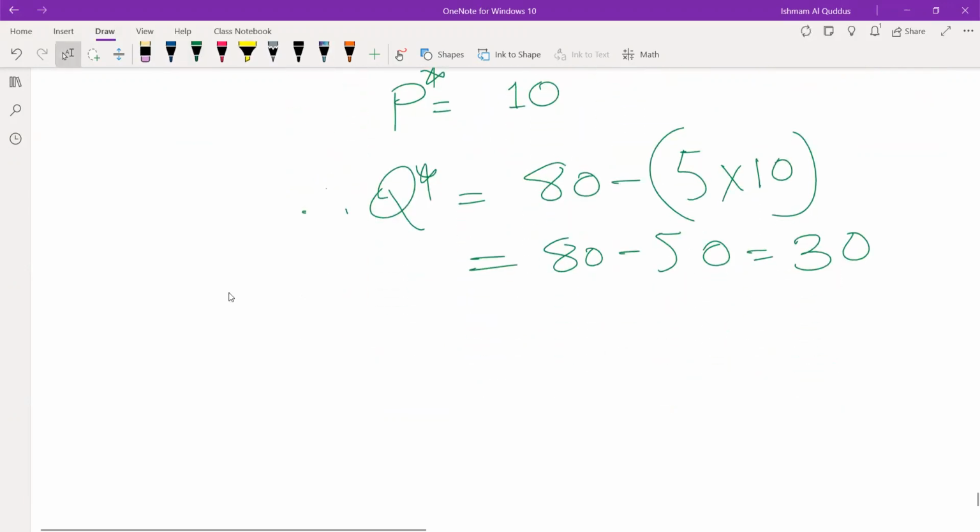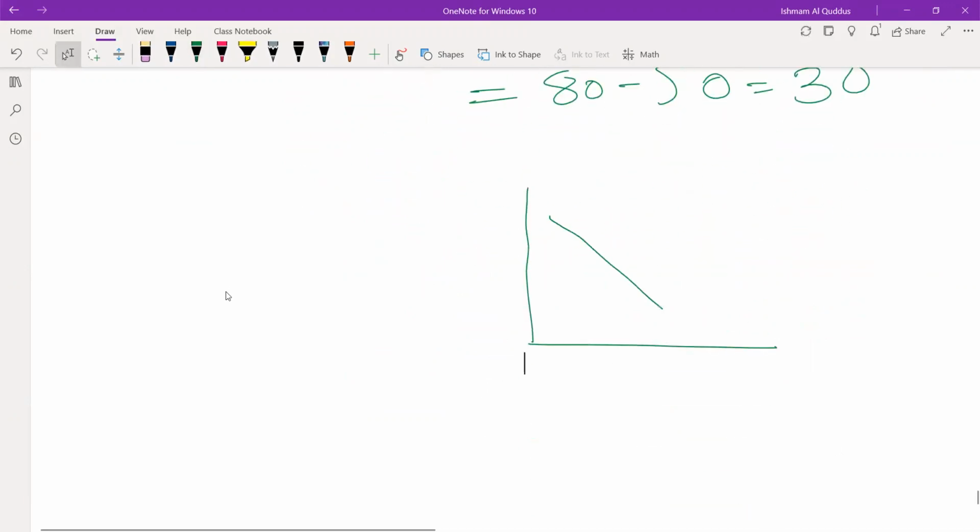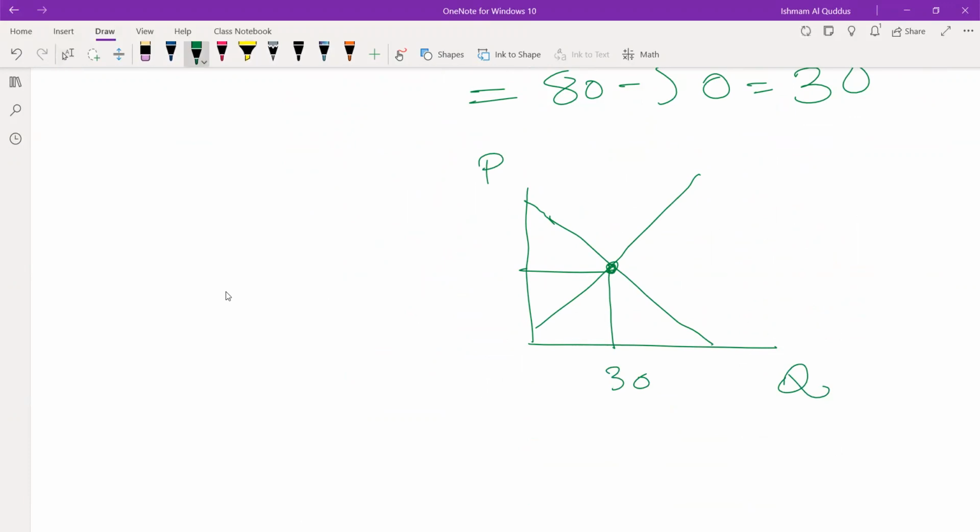So we can draw this. This is the demand function, this is the supply function, this is the equilibrium point, and our equilibrium quantity is 30. Equilibrium price is 10, right?